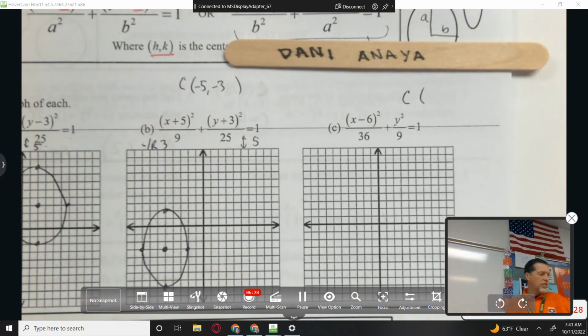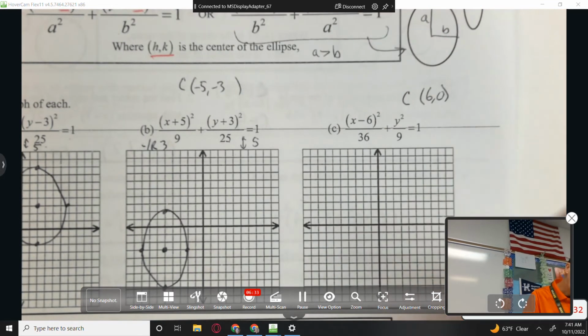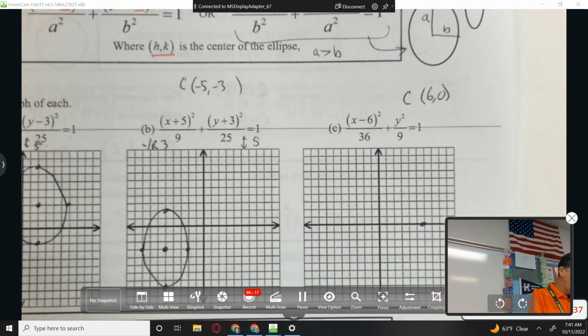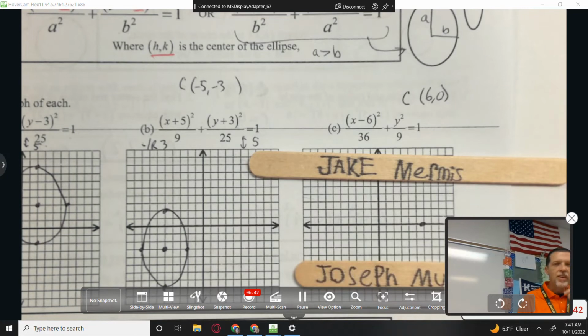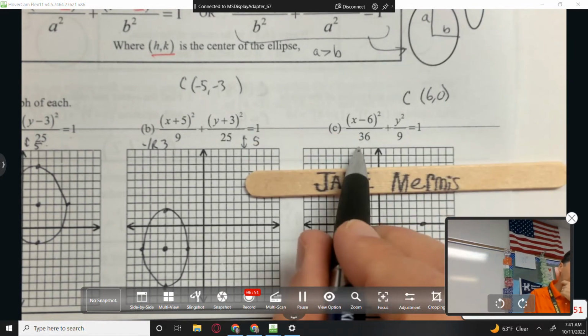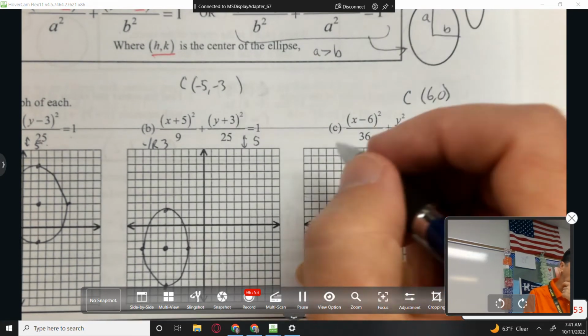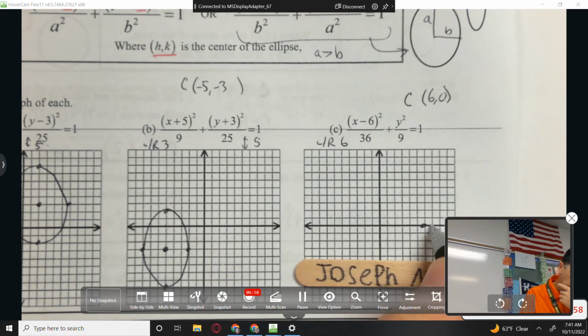Danny, what's the center of that graph? 6, 0. So another one of the zeros in there. 6, 0. Jake, what do I do with the 36? Okay, I square root it. That gives me 6. What do I do with the 6? Good. 6 left and 6 right because it's under the x. So left and right 6. A little bit off the graph. That's okay.